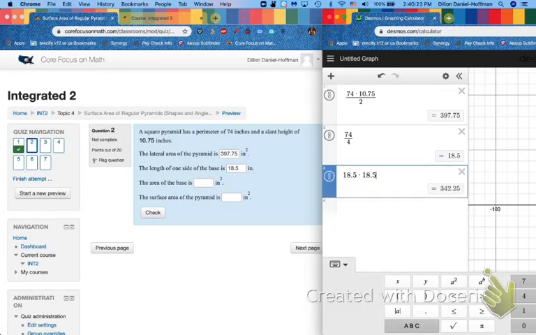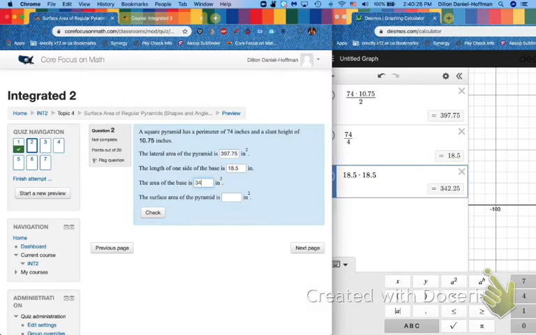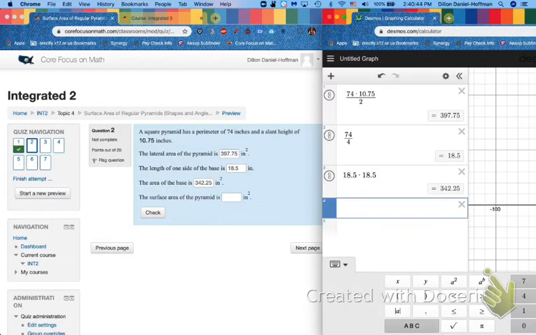That will give you this last part. I shouldn't say the last part, the second to last part. And then finally, the surface area is going to be, just like I said in this formula to start, the area of the base plus the lateral area. So you're going to add your first number, which for me is 397.75, plus you're going to add your third number that you just got, 342.25.